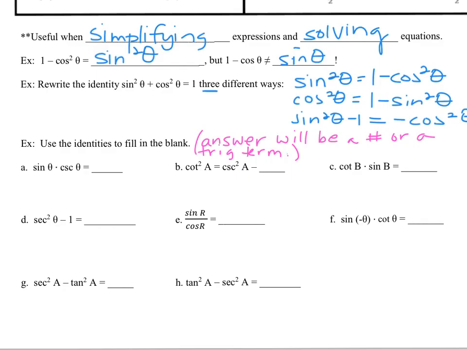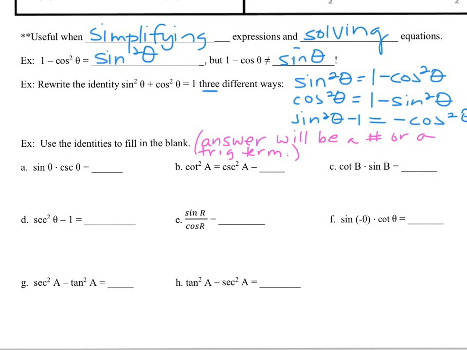Let's try other ways to use the identities to help fill in the blank. What we're going to do is have an answer that's either going to be simply a number or just one trig term. We have sine theta times cosecant theta. Well, looking up above, notice right away in that reciprocal identities section, sine and cosecant are reciprocals of each other.